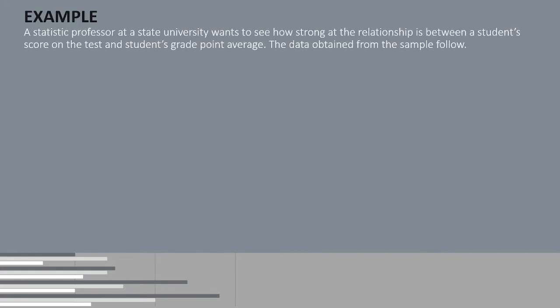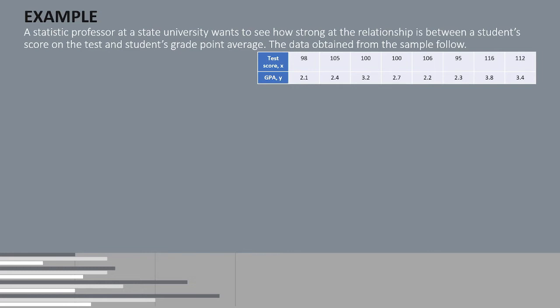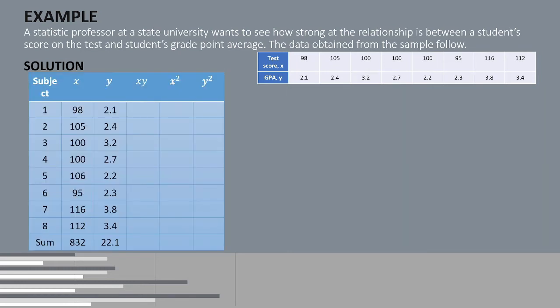A statistics professor at a state university wants to see how strong the relationship is between a student's score on the test and a student's grade point average. The data obtained is the following: the test score will be our x, the GPA will be our y. Now, for our solution, we should determine xy, x squared, and y squared.